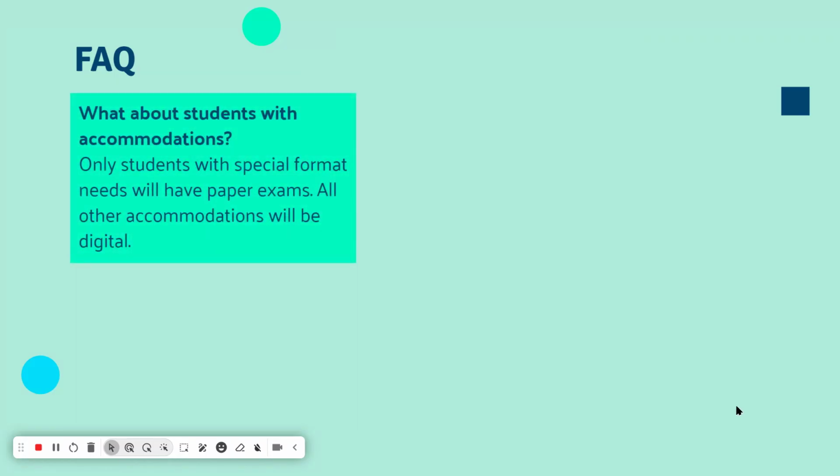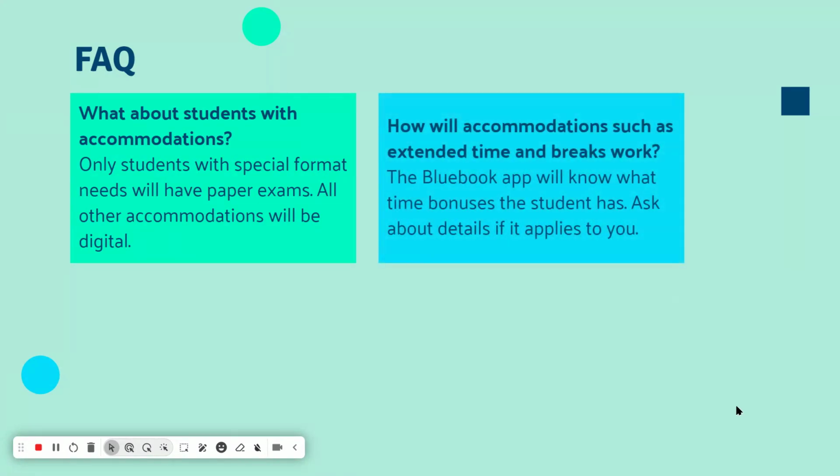What's it going to look like if you have accommodations? Everything is digital, even if you have accommodations. The only exception to that is, let's say, for example, somebody has a very significant vision impairment and they need their exam in Braille, then a paper copy will be sent out to them. What about if you have things like accommodations for extended time or breaks? The Blue Book app will take care of that because we'll have arranged that in advance.